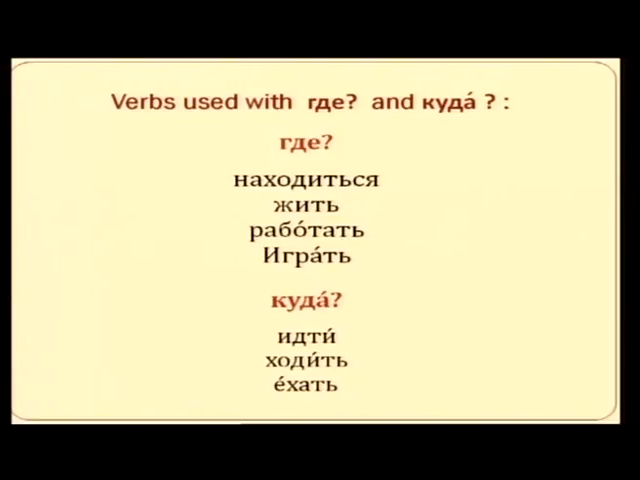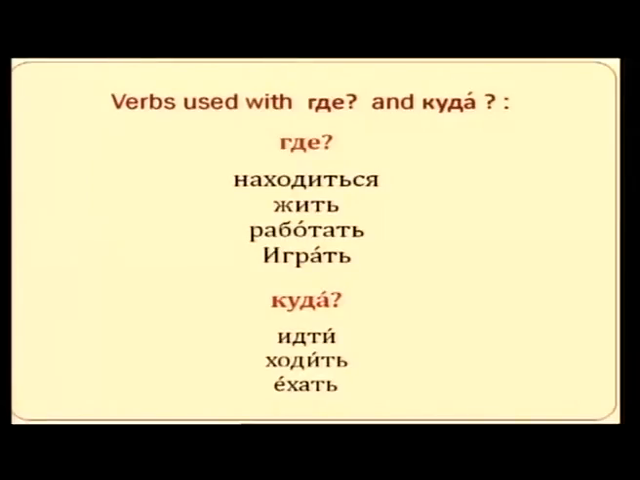Работать means to work. And играть means to play. These four verbs, for example, can be used with где. I will give you a few examples of these. Please pay attention to the sentences and usage of such prepositions along with the usage of these verbs in these sentences. Дели находится в Индии.